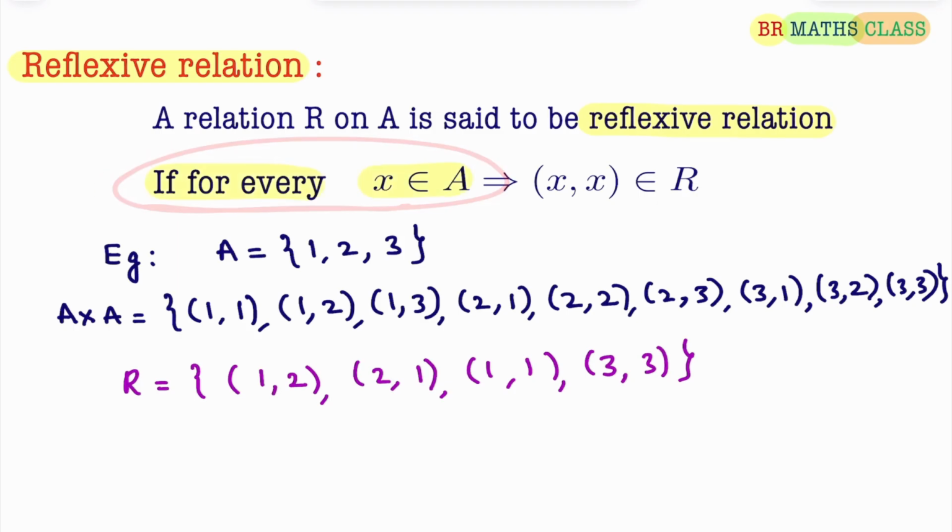Every x belongs to A, ordered pair x comma x belongs to R. First you come to set A, not to the relation. You come to set A. R is a relation on A. For every x in set A, you take 1 in this set A.